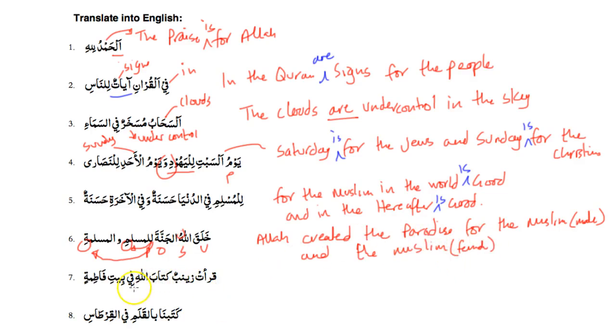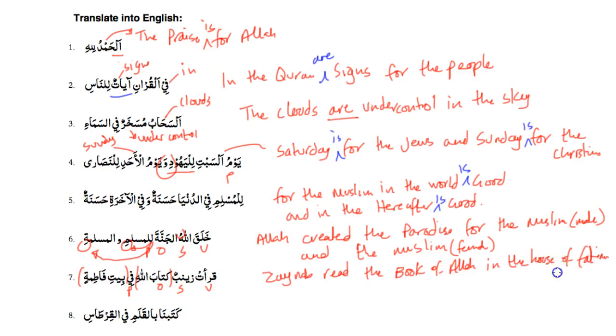قرأت زينب كتاب الله في بيت فاطمة. So again, قرأت, this is the verb, that's the subject, that's the object, fi is the prep, and there's of rules there as well, if you notice. So Zainab read the book of Allah in the house of Fatima. So notice I've added an of, I've added in the over there. So Zainab read the book of Allah in the house of Fatima.